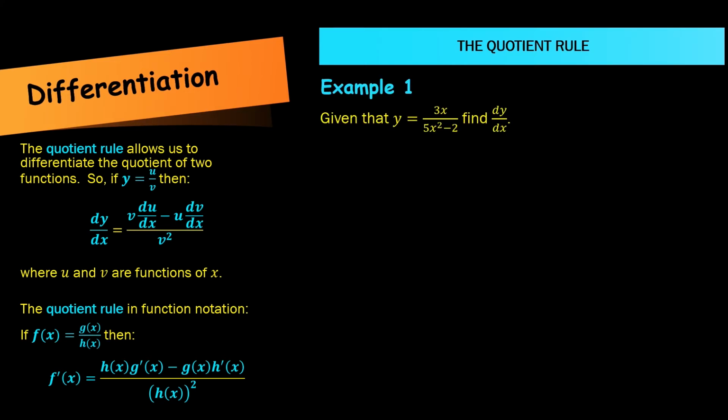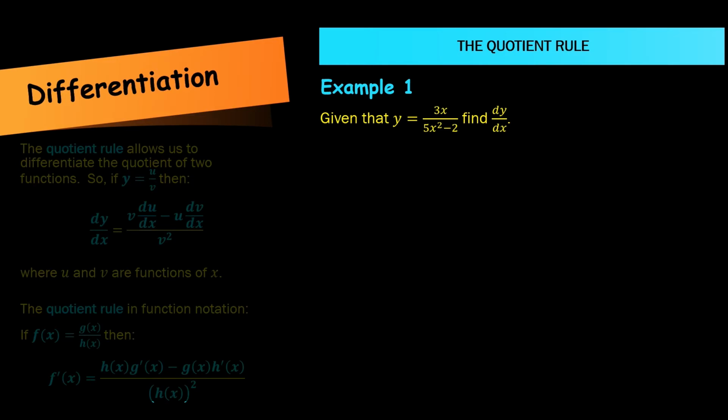Now let's have a go at an example. Pause the video and have a go. Press play when you're ready to view the solution. In this example, we are required to find dy dx given that y equals 3x over 5x squared minus 2.